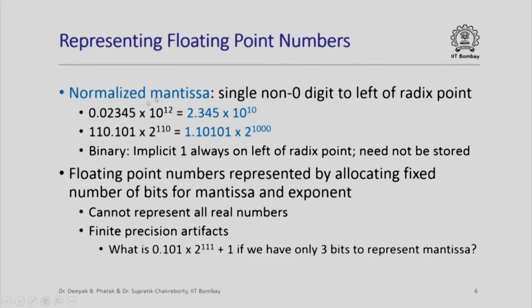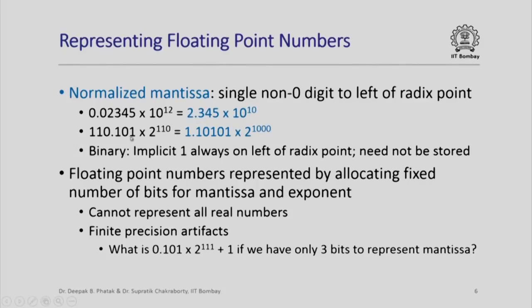Now, when we write the mantissa, the same number can be represented in two different forms. For example, in decimal, 0.02345 times 10 raised to 12 is the same as 2.345 times 10 raised to 10. So which of these should I take as my mantissa, 0.02345 or 2.345? Here we say that a mantissa is normalized if there is a single non-zero digit to the left of the radix point. So this is not normalized because to its left there is 0. This is normalized, to its left there is a single non-zero digit.